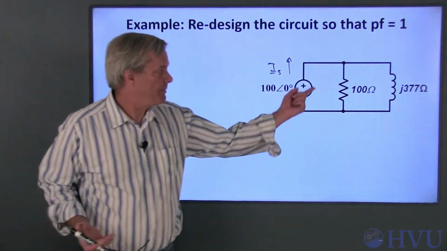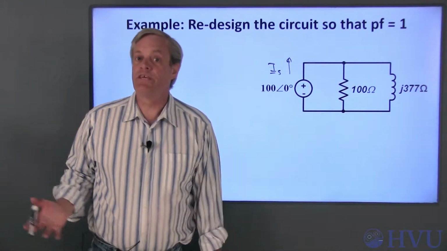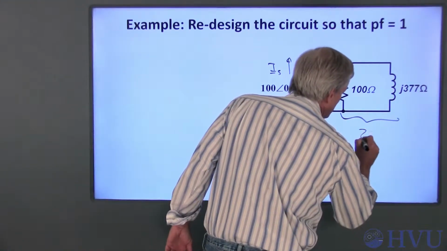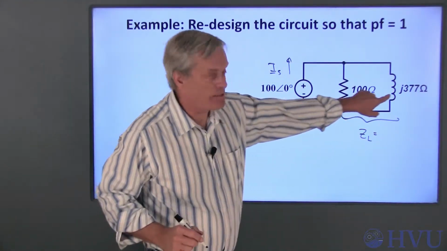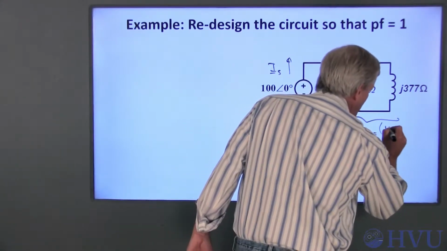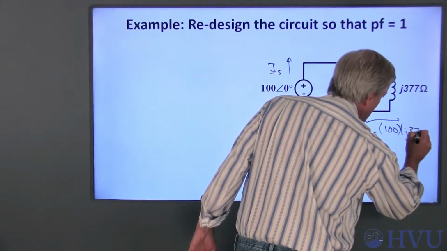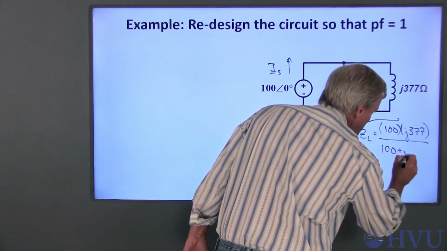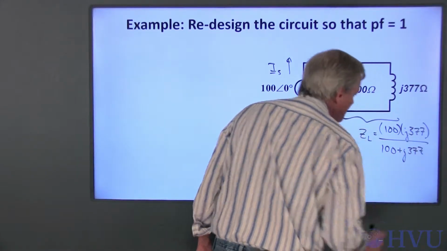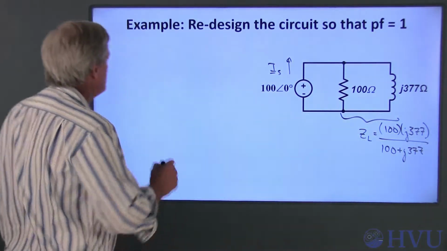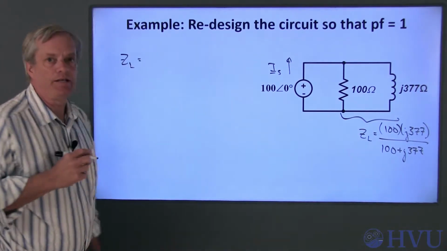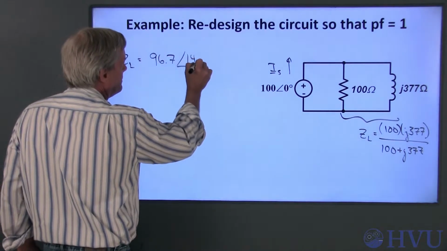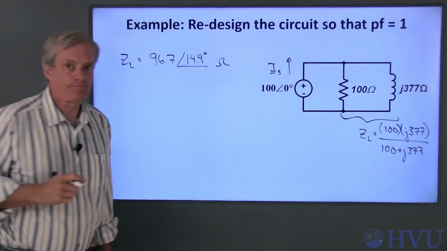Then I can determine the complex power delivered by the source, which will give me everything else that I need to know. The equivalent impedance of the load, Z sub L, is the product of these two impedances, 100 times j377 ohms, over the sum of the two impedances, 100 plus j377 ohms. If I convert this impedance to polar form, Z sub L is about 96.7 at an angle of 14.9 degrees ohms.